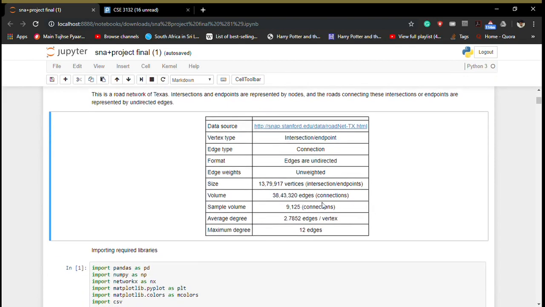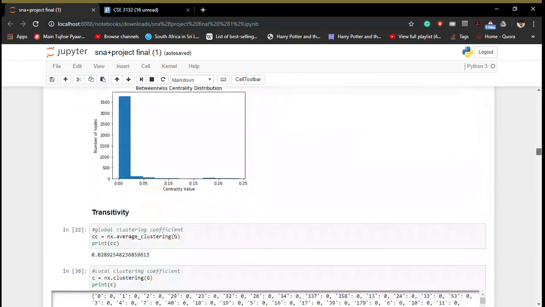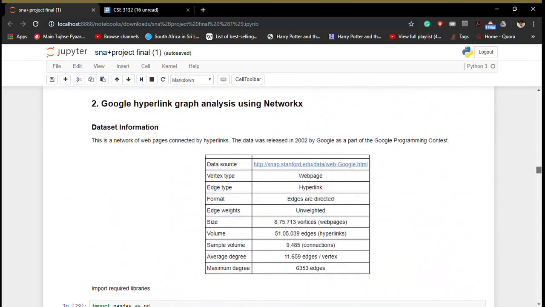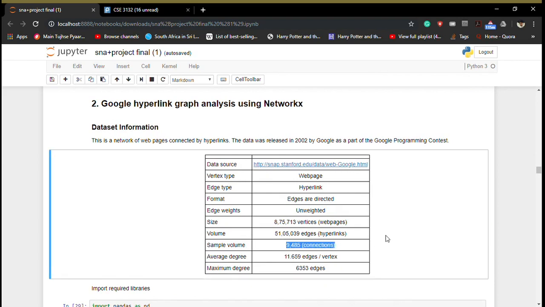Although the original dataset was huge, we sampled it and took only 9125 connections or edges in our sample. Similarly, the second dataset is the Google Hyperlinks dataset. This is a network of web pages connected by hyperlinks. In this dataset, the nodes represent the web pages and the edges represent the hyperlinks from one web page to another. So you can predict that this is a directed dataset, and so it is. And also it is unweighted. Like the previous dataset, this is also huge, so we sampled it and took only 9485 edges or hyperlinks in our case.